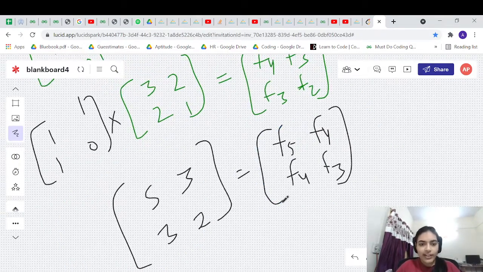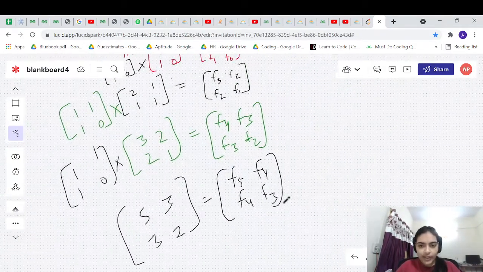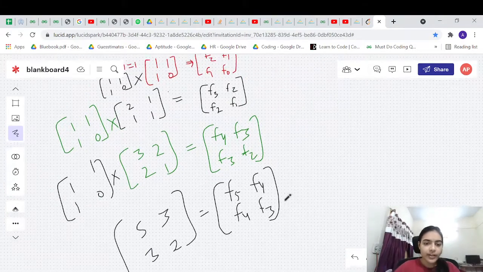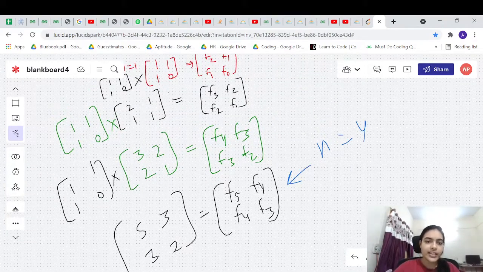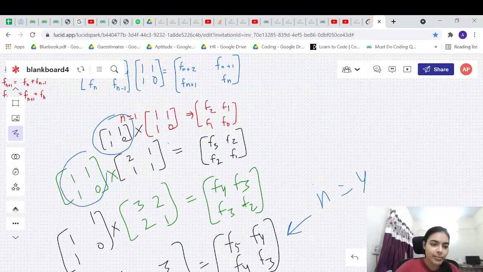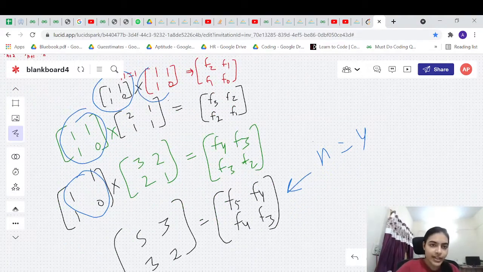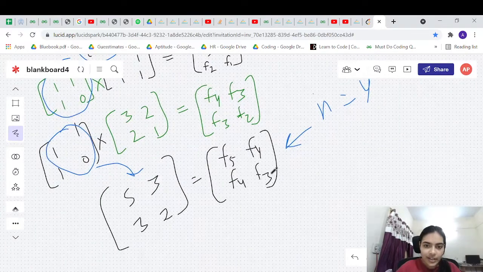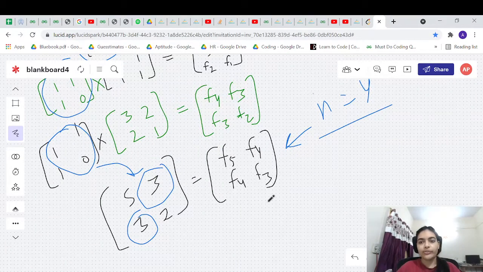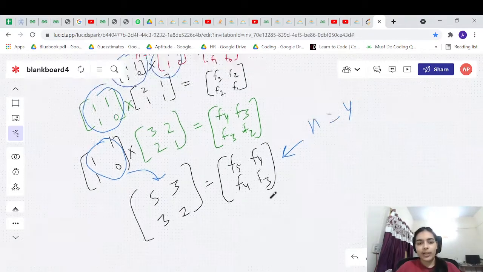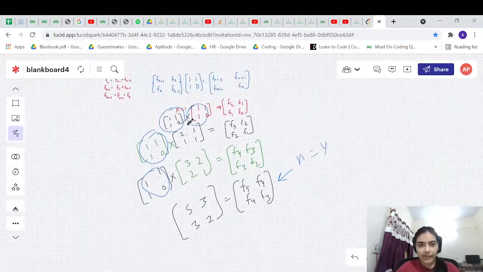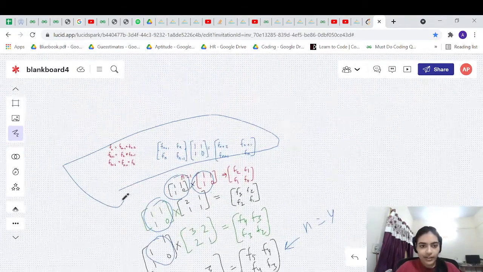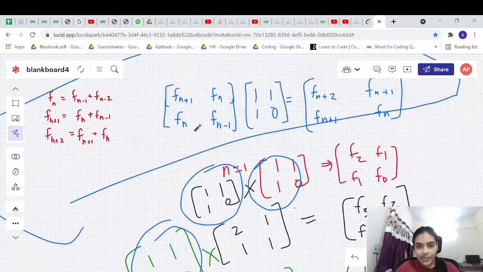So what did I do? I just took, suppose I want to find the value for n equal to 4, right? I took this matrix, multiplied it 4 times, and got the resultant matrix. This resultant matrix will give me, if I take this value or this value, the answer for n equal to 4. Okay, so this is the beauty of this matrix. So just take this matrix and multiply, and we have seen the logic of that here. This is the logic, that is why we are getting this beautiful matrix.